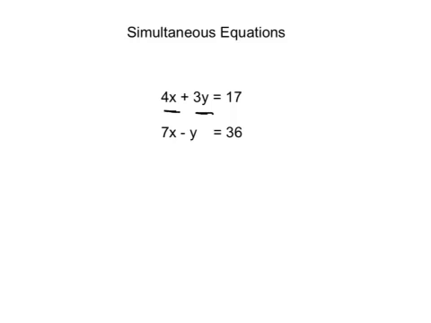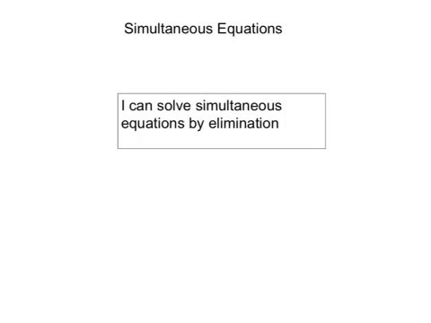Now there's a few different methods of solving simultaneous equations, and today we're going to be looking at solving simultaneous equations involving elimination of variables. So your learning intention for today is to solve simultaneous equations by elimination, and this is just eliminating one of the two variables, so the question is turned back into the type of equation questions which you can all solve.